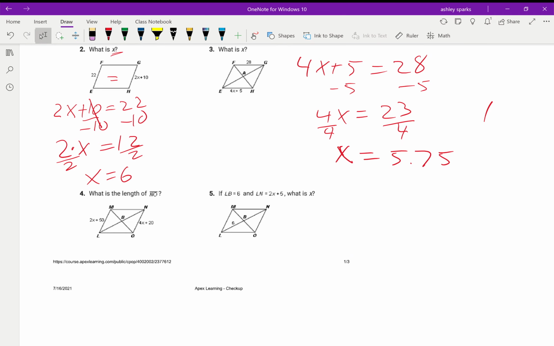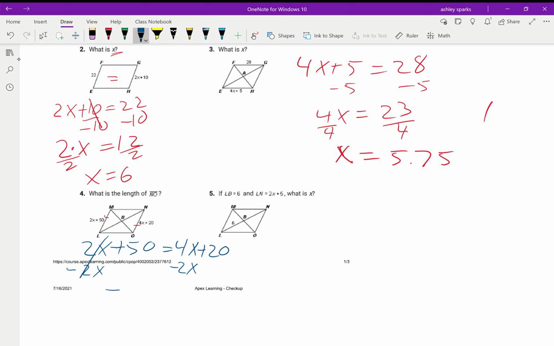It looks like number 4 is another one. We've got these opposite sides. Even though it looks a little more complicated here, we're still dealing with that same idea that 2x plus 50 is going to equal 4x plus 20. In this situation, we have x's on both sides. What I would recommend doing is moving the smaller x to the opposite side. So between 4x and 2x, 2x is smaller. To move it to the other side, I'm going to subtract my 2x.